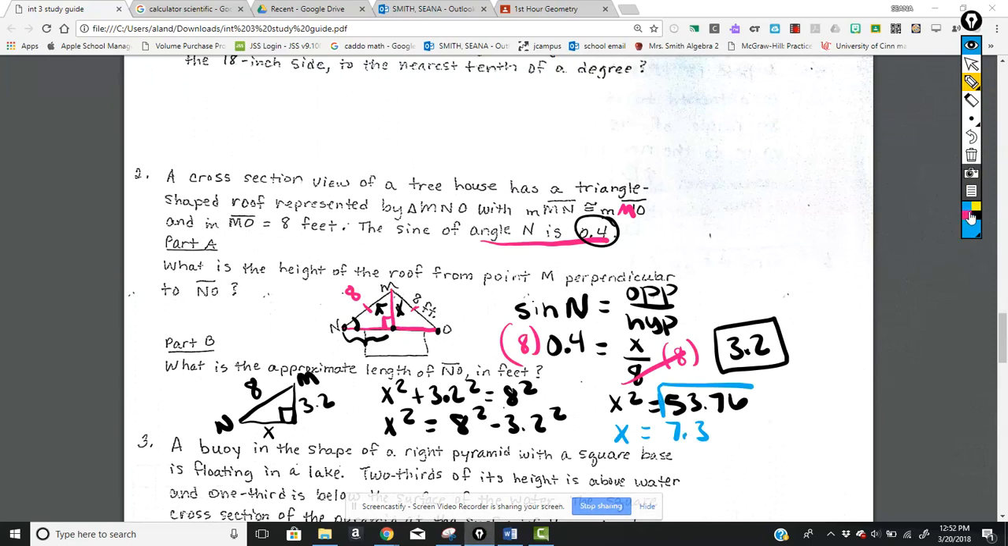No, don't forget you only found x. That's this little piece, which is 7.3. We need all the way across though. So we're going to have to take 7.3 times 2, and then we get NO equals 7.3 times 2 is 14.6, and that's my final answer.